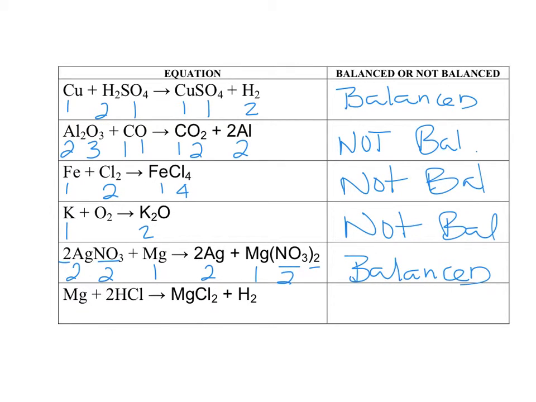Now let's look at this example. I have 1 Mg, so 1 Mg over here. I have 2 H over here. And I have 2 Cl and 2 Cl over here. So therefore, this is also balanced.